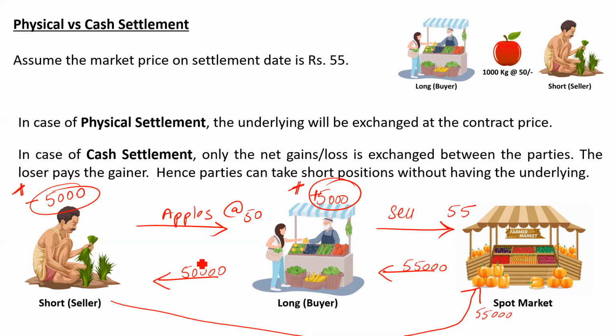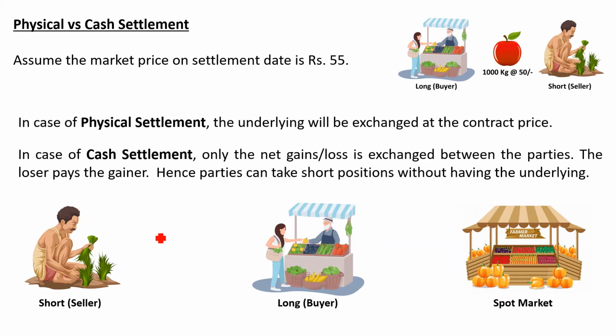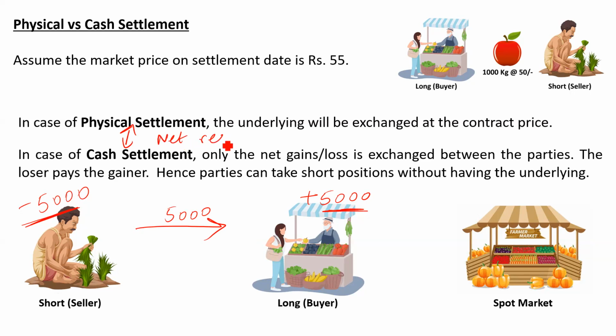So let's say there are no apples at all. The farmer will pay the wholesaler 5,000. So you are plus 5,000 and the farmer is minus 5,000. This is exactly the scenario that we saw in the physical settlement. So there is no difference whether we opt for cash settlement or physical settlement. The net result is going to be the same.